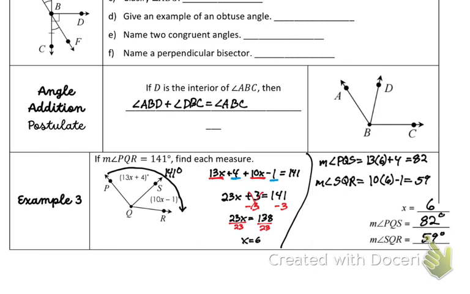That's our angle addition postulate. It's as hard or as easy as you want to make it. It's just part plus part equals whole, just like our segment addition is part plus part equals whole.